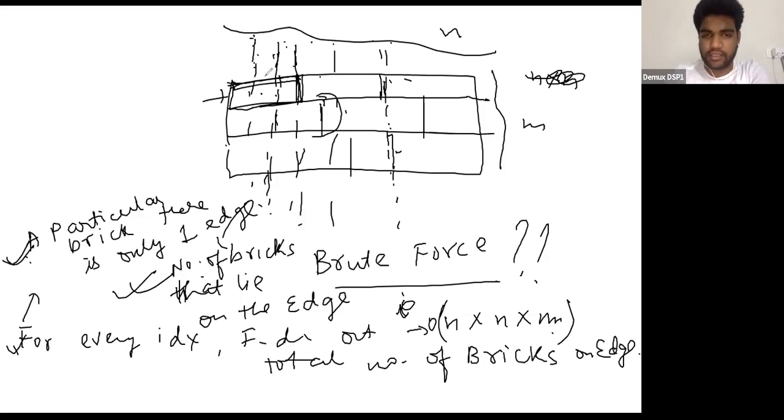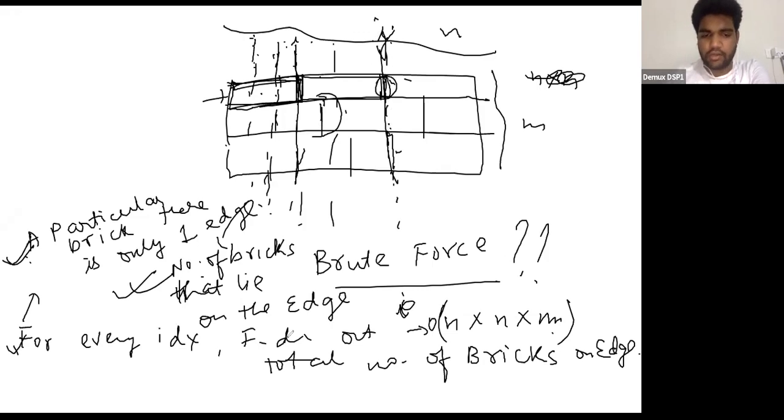So basically, for this brick, where does it terminate? It terminates at this index. For this brick, where does it terminate? It terminates at this index, J, right? So that's what I mean. For one brick, there is exactly one edge where it terminates.